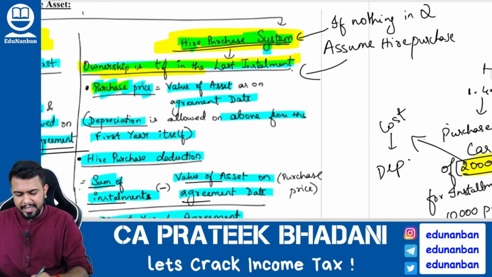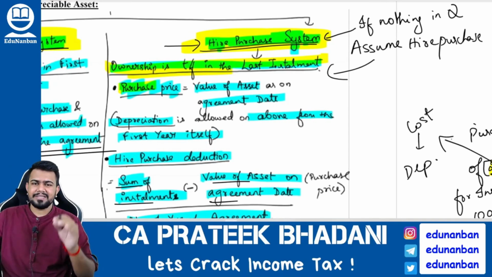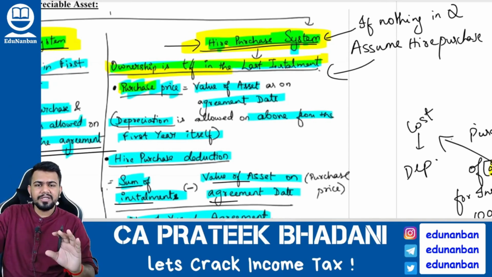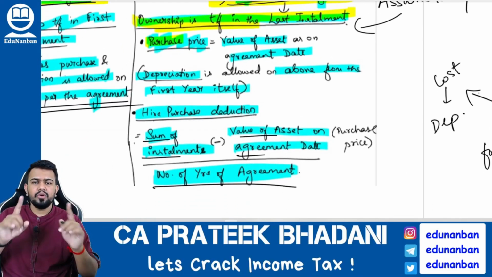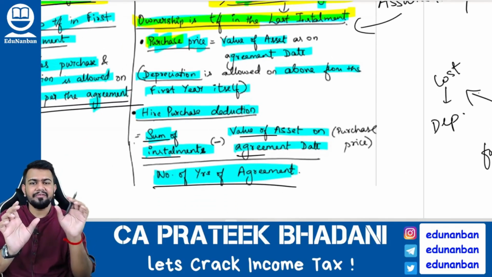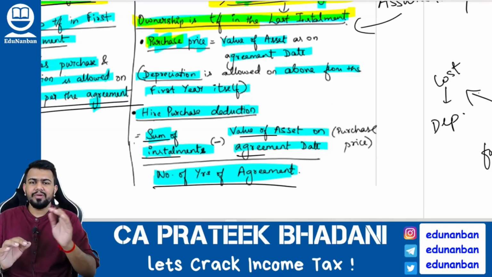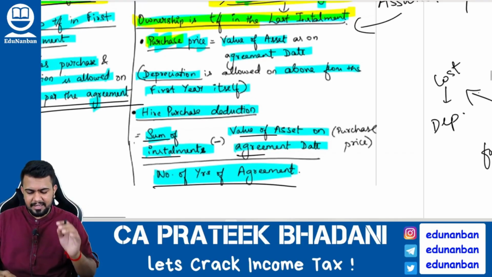Next, what about hire purchase system? Hire purchase system is the system in which the ownership is transferred in the last installment. In such case, what you have to do? We have to take two components. One is depreciation and one is hire purchase deduction. How to calculate depreciation? Easy, Kanna.